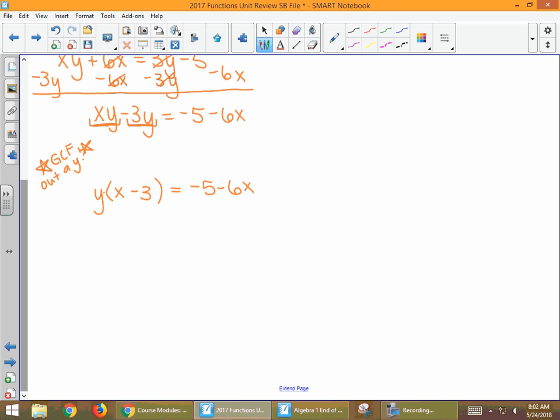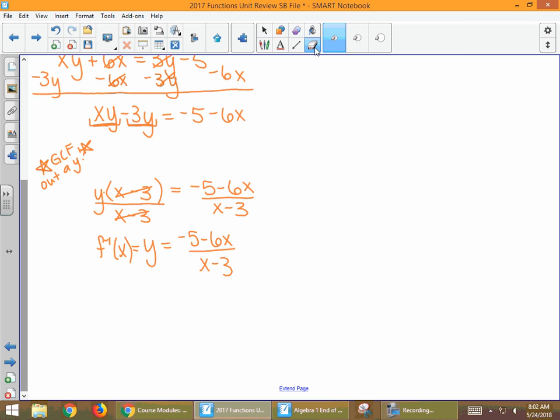And now that your y is separated, you can divide both sides by x minus 3. This kind of factoring situation is something that we'll use several times this year in order to solve different kinds of equations. We'll use it in exponential functions. We'll use it later in the year with limits. So it's good to get used to seeing that as a problem-solving method. And there's your inverse. Oh, sorry, we were working with g here, not f.